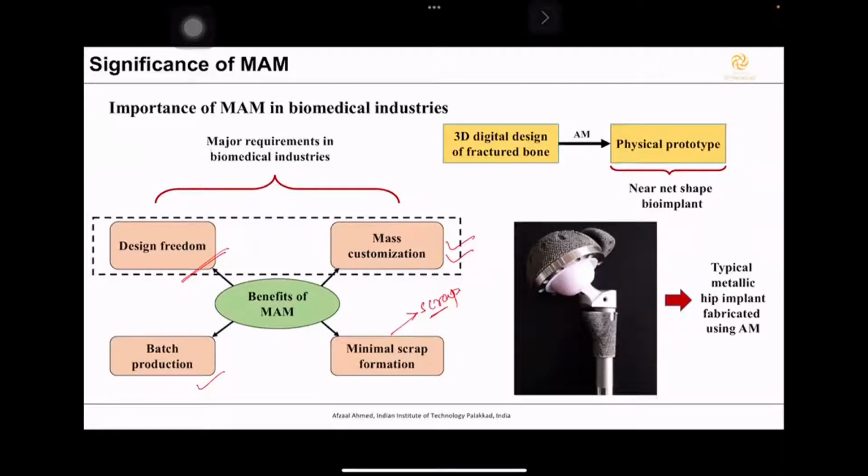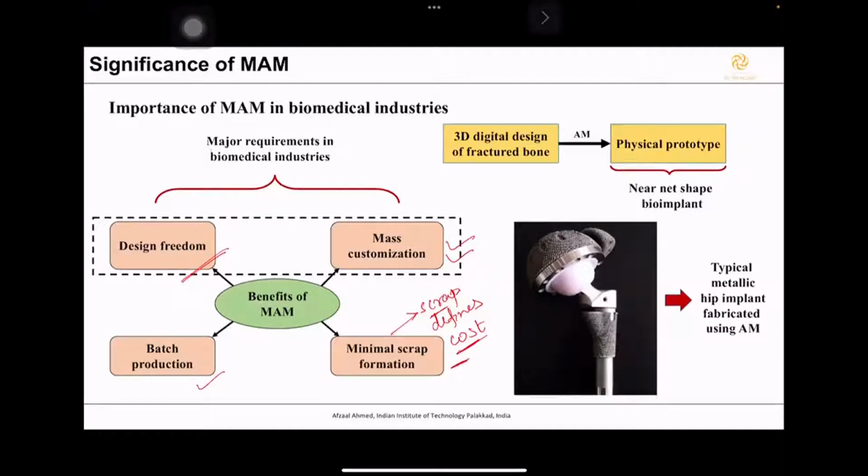And another very important point is minimum scrap, which I touched upon initially very briefly. This defines the cost, because all these biocompatible materials which we have discussed, like cobalt, chromium, titanium, aluminum, are highly expensive. And if you lose this material in multiple steps of casting, machining, grinding, polishing, then you are adding everything to the cost of the final product. Basically, you take 3D design data and then you fabricate layer by layer.